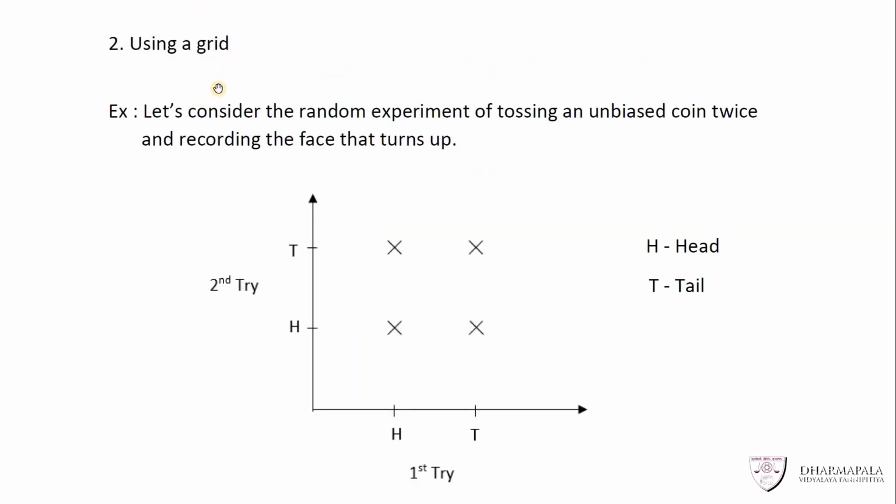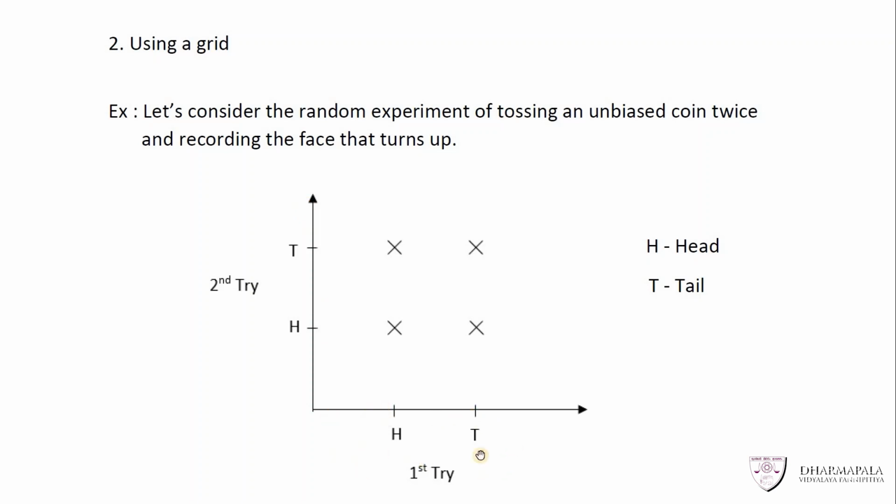Second method, using a grid. You might already be familiar with this one because you have learned grids in O level also. So we can use a grid to represent the sample space. Let's consider this example. Let's consider the random experiment of tossing an unbiased coin twice and recording the face that turns up. So we can take the first try to the horizontal axis and the second try to the vertical axis.